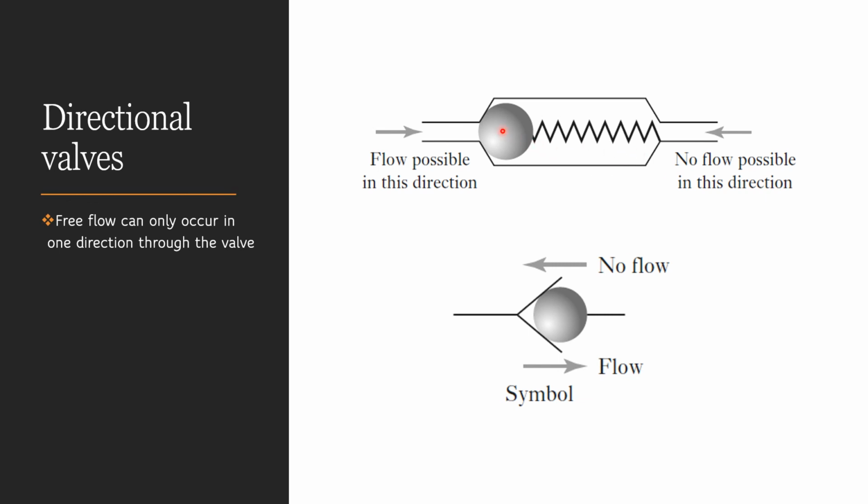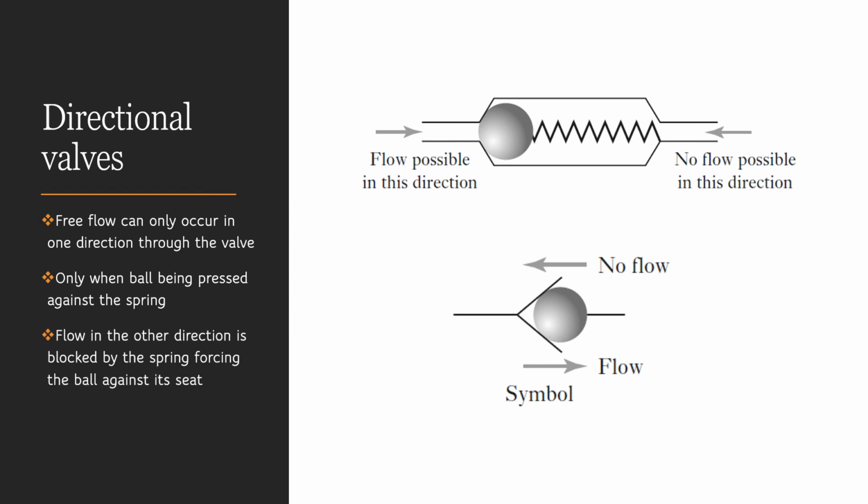As a result, there will be an opening between the ball and the valve seat, and the flow can happen only in the left to right direction. So only when the ball is being pressed against the spring, the flow will be happening, and the flow in the other direction will be blocked by the spring forcing the ball against the seat. So this is the working of the directional valves, which are used to control the direction in which the flow will be happening.